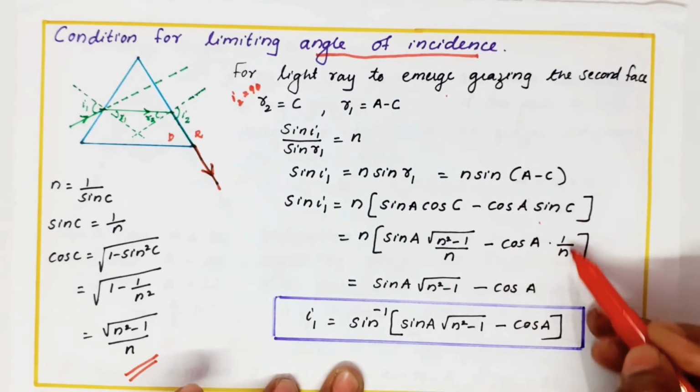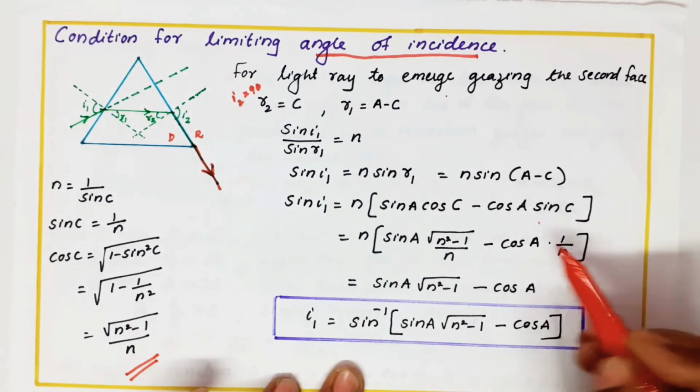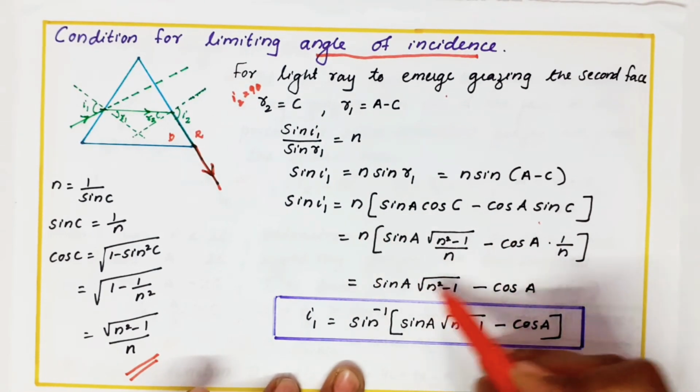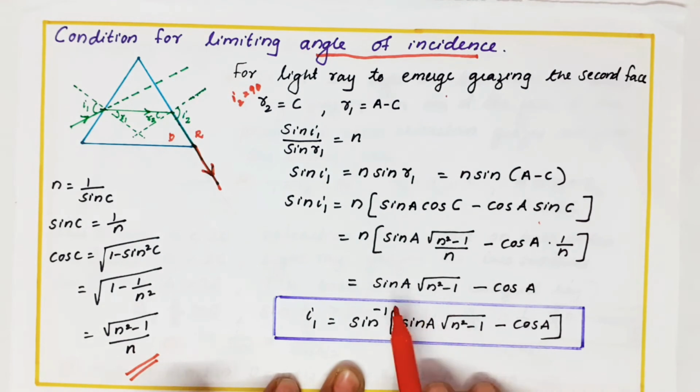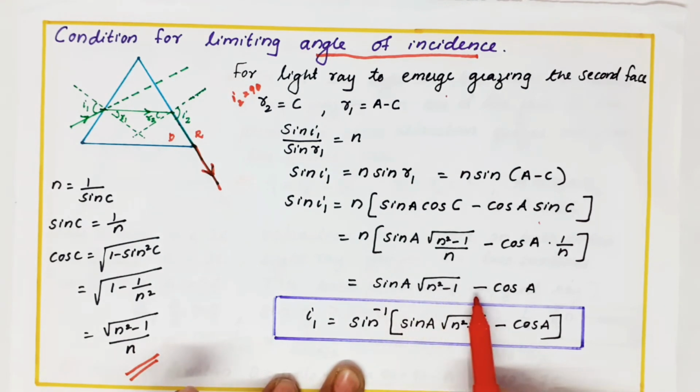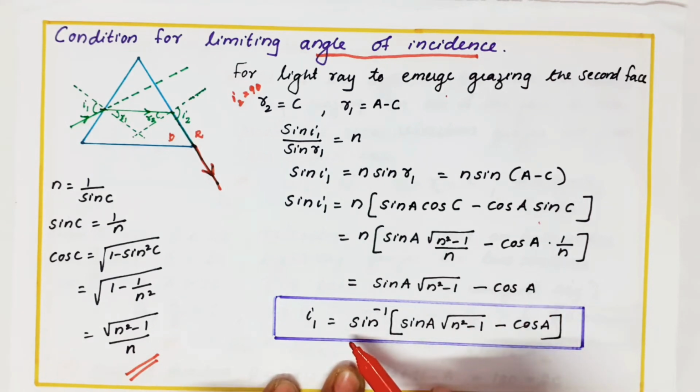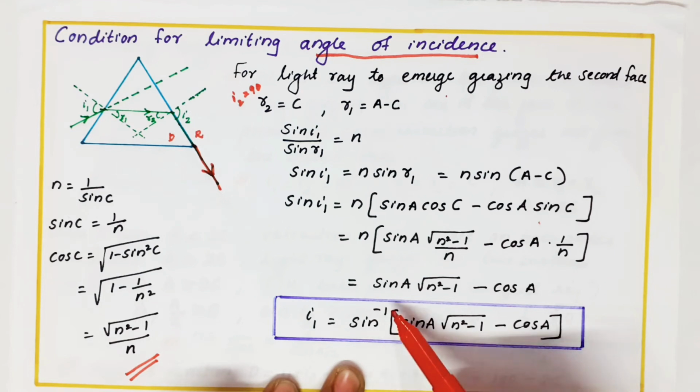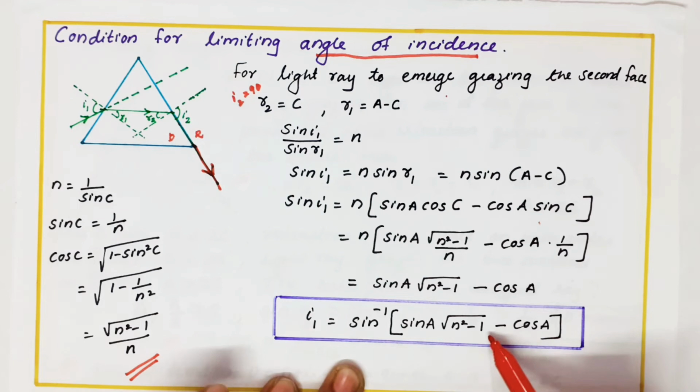Cos A into sin C, which is 1 by N. This N cancels with this N, so both the denominators N get cancelled. So I can write sin A root over N square minus 1 minus cos A. Or the limiting angle of incidence I1 equals sin inverse of sin A root over N square minus 1 minus cos A.